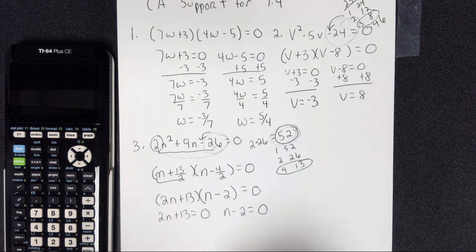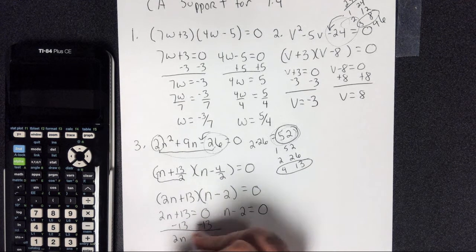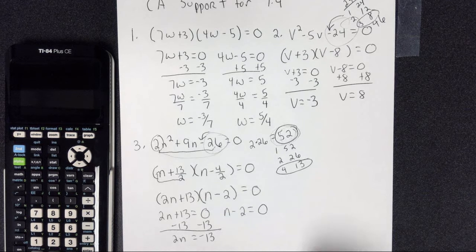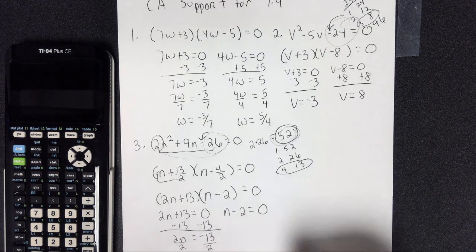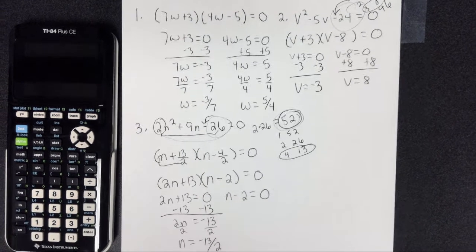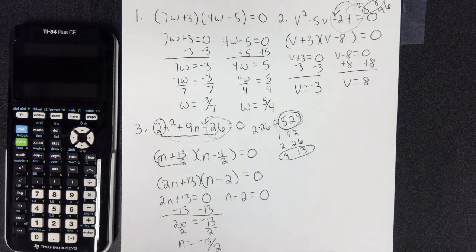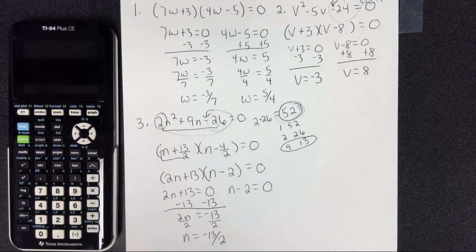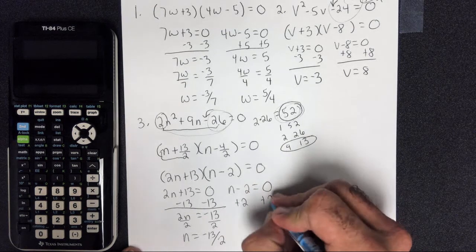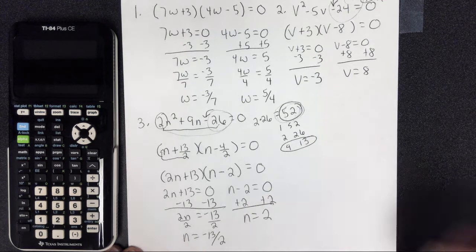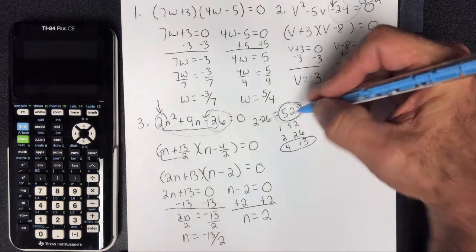Okay, so let's see. My first one, I would subtract 13 from both sides. So I get 2n equals a negative 13. And then divide by 2 so that n equals negative 13 over 2. So let me pull that down a little bit so y'all can see. So there's my negative 13 over 2, and then this one, you got n minus 2 equals 0. We would add 2 to both sides and get n equals a positive 2. So y'all, that's the trick. When you got a number in front, you got to borrow it and then divide it back out, okay?